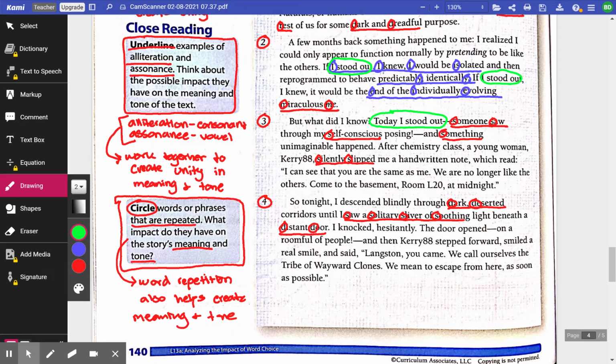This story is also told in chronological order. So chronological order would be your text structure. It's told from beginning to end. So it has a beginning, a middle, and an end. Any kind of fictional text typically is going to be told in chronological order unless I tell you otherwise.